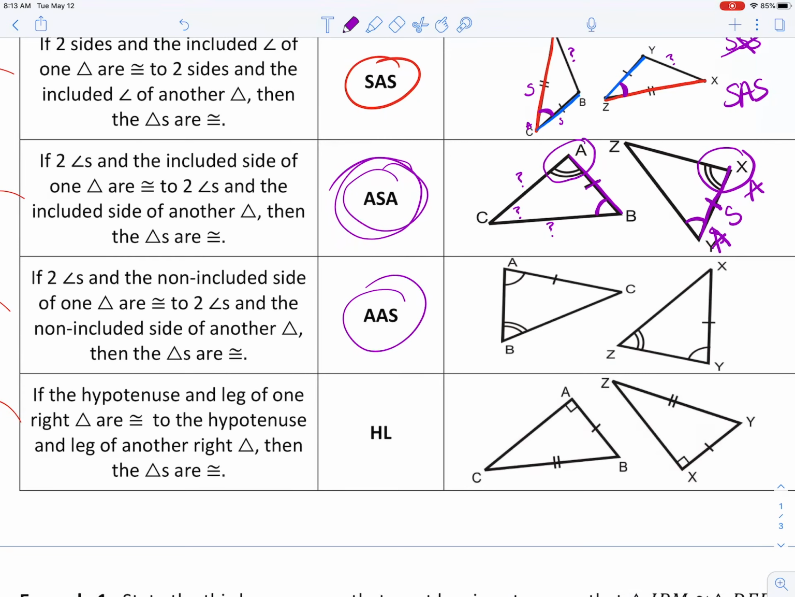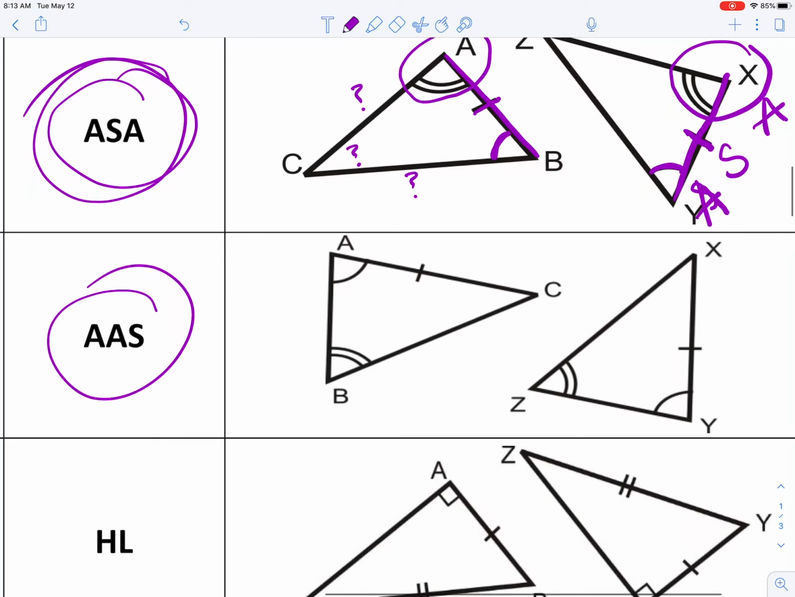All right, the next one is called angle, angle, side. And that says if two angles and the non-included side of one triangle are congruent to two angles and the non-included side of another triangle, then the triangles are congruent. So what does that mean? Let's take a look.